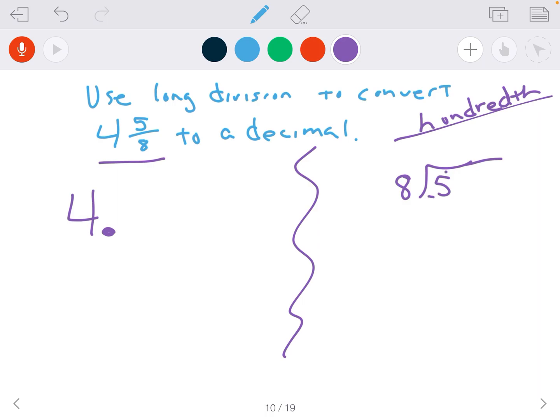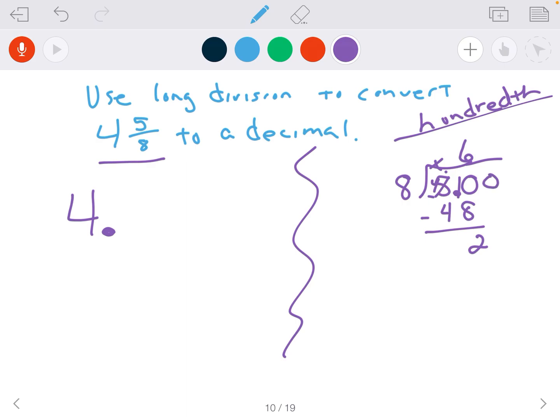So 8 goes into 5. It doesn't. So I have to put a decimal and add a 0. Notice I didn't move it to start because my decimal on the 8 is already on the right side where it needs to be. So that's just a side note. That was free. All right, so 8 goes into 50 6 times. 6 times 8 is 48. And I subtract. Borrow 1 from the 5, giving me 10 minus 8, which is 2.